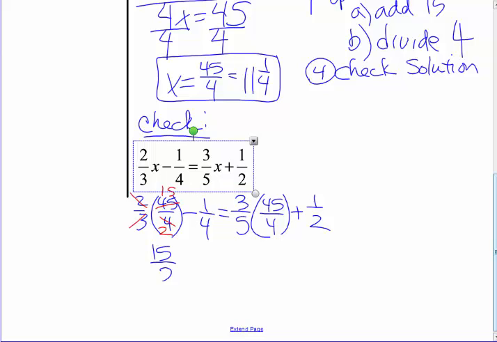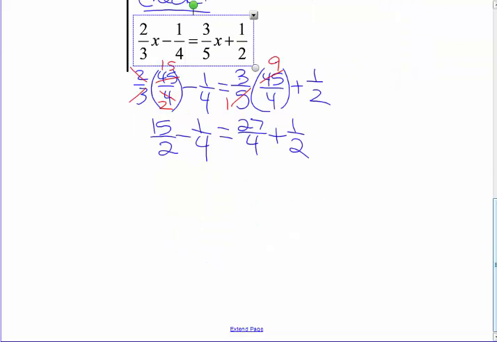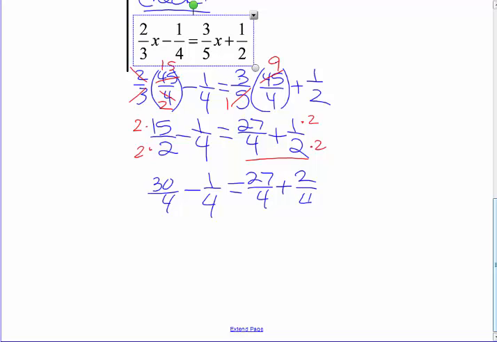So it's 15 over 2 minus 1 over 4 equals, 5 will go into 45 9 times. So 3 times 9, yes, 27 over 4 plus 1/2. So we will have to get some common denominators here. So if I times by 2 here, I can get the common denominator of 4. Same thing on this side, if you times by 2 in that last fraction. So we have 30 over 4 minus 1 over 4 equals 27 over 4 plus 2 over 4.